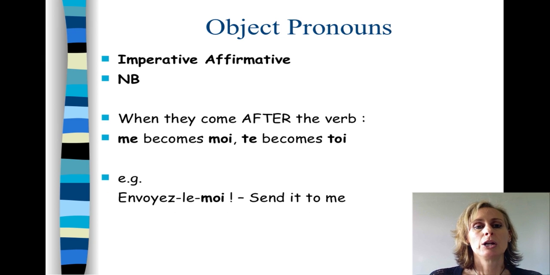Okay. Note, when they come after the verb, the me becomes moi and the te becomes toi. For example, they turn into the disjunctive pronouns. Envoyez-le-moi. Send it to me. We can't have me after a verb. Me is fine before the verb. If it comes after the verb, it must change into moi.